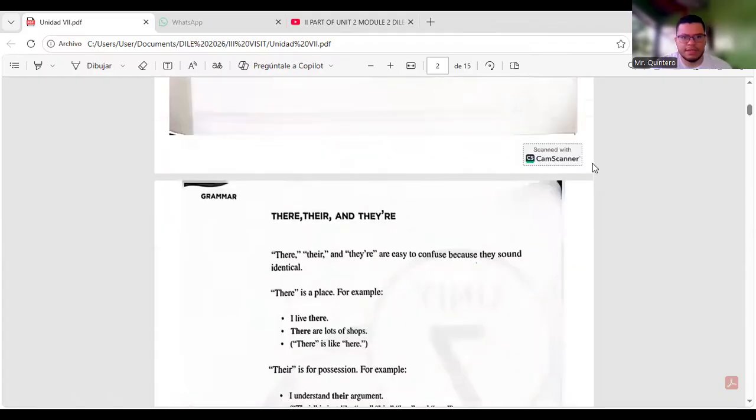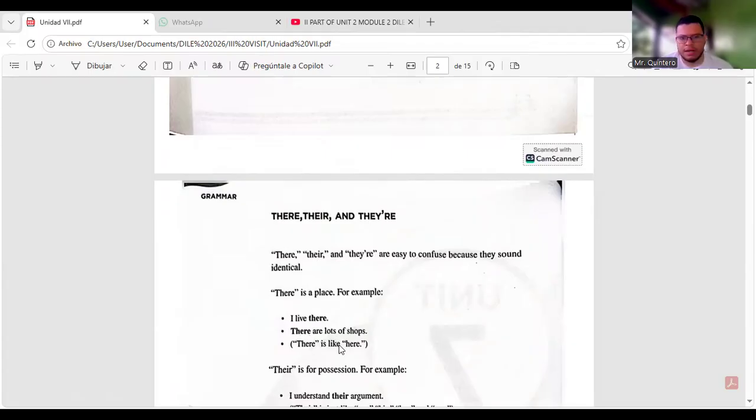The first topic is there, their, and they're. They are easy to confuse because they sound identical. Estos son fáciles de confundir porque prácticamente suenan idénticos. There, ¿en qué momento utilizamos there? Is a place, for example. There es un lugar, por ejemplo. I live there, yo vivo ahí.